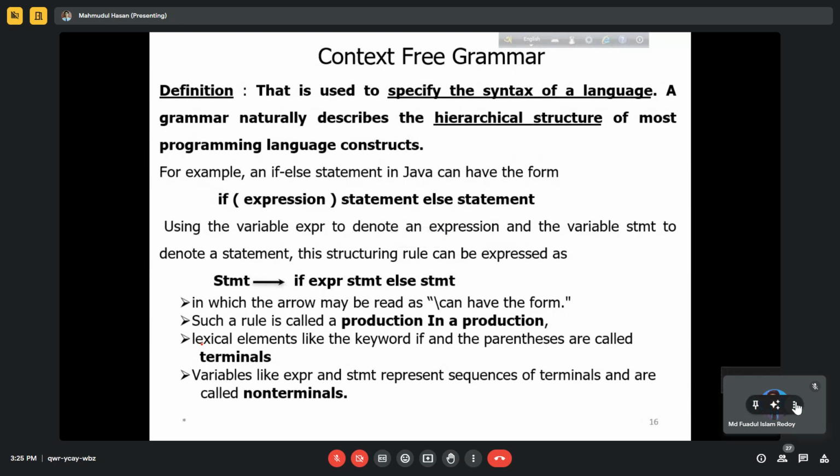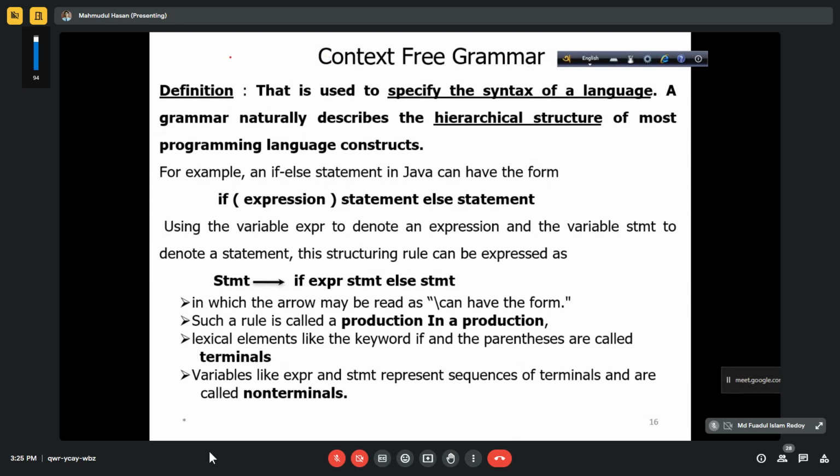Actually grammar. In the same way, languages like C, C++, Java, Ruby, Pascal are programming languages. That's why those languages also have some predefined rules and regulations. That means grammar. Actually, this is context-free grammar, and it is shortly known as CFG.